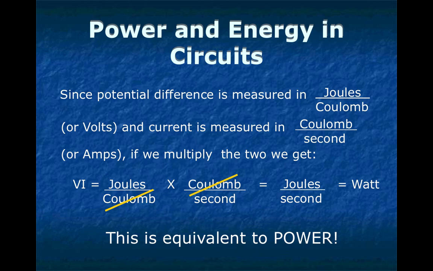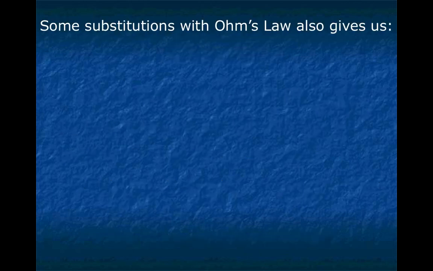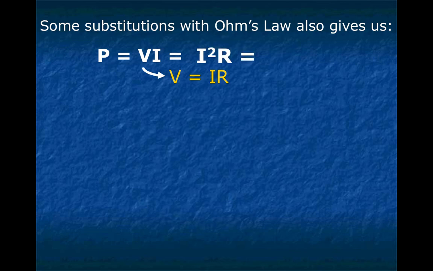So what we did here was take potential difference V and multiply by I, and we came up with a unit for power. So here's our equation, P equals VI. If we substitute Ohm's law into this, now remember Ohm's law is V equals IR. So if I take Ohm's law, V equals IR, and I plug that in for V in my power equation, I come up with P equals I times R times I, which simplifies to I squared times R.